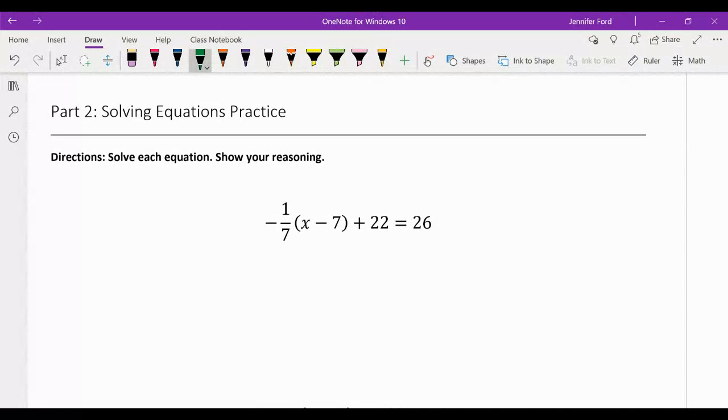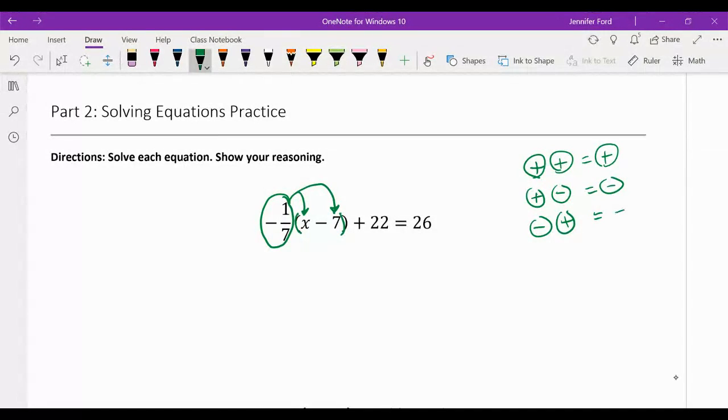All right. The first thing I would do, because I see these parentheses, is take that value and multiply it through. And I see a bunch of negatives going everywhere. Just remind yourself, a positive multiplied by a positive is a positive. A positive number multiplied by a negative number is a negative number. If you multiply a negative number times a positive number, that's still negative. And a negative times a negative is a positive. Okay, so just remember that. And we'll go together. Okay, so negative 1/7 x.